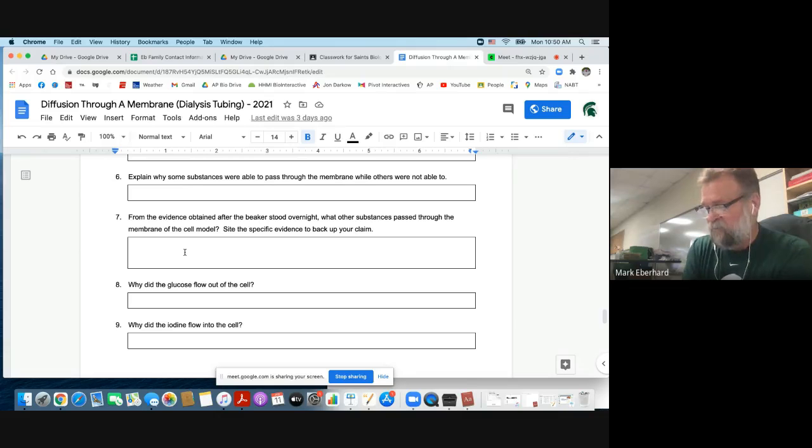Therefore, some of the glucose was going to bounce through the pores out into the beaker. More was going to go out into the beaker than would eventually come back in. And thus you would see a movement of glucose out. Same with iodine. 100% of the iodine was in the beaker in this case. And therefore, there was a net movement of iodine from the beaker in high concentration to the cell model where it was in very low concentration. So both cases, 8 and 9, are evidence that diffusion does move from high to low concentration.